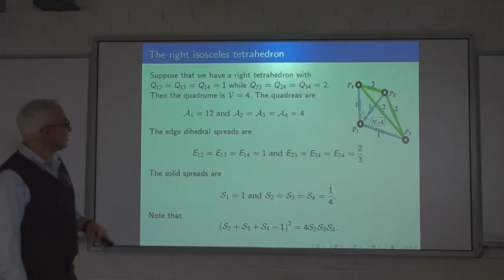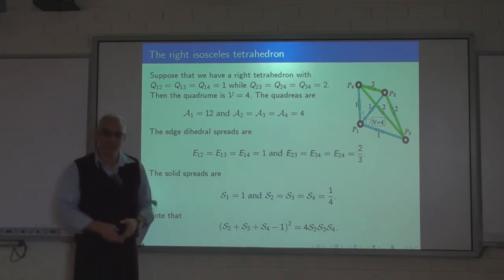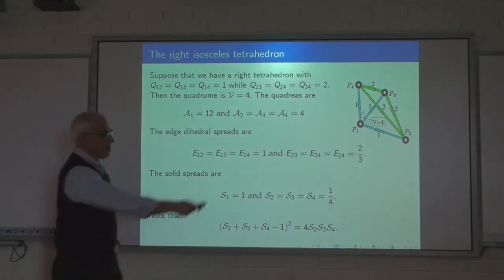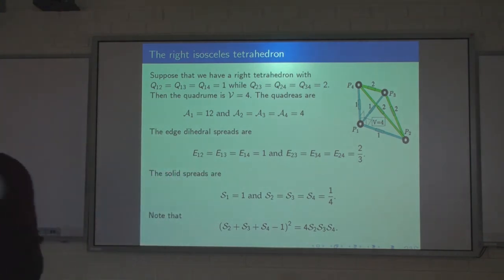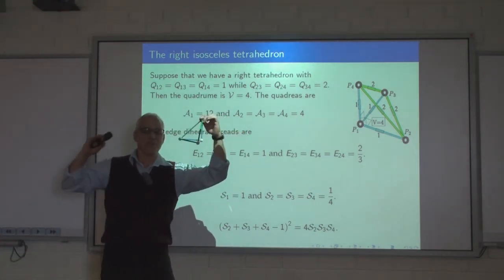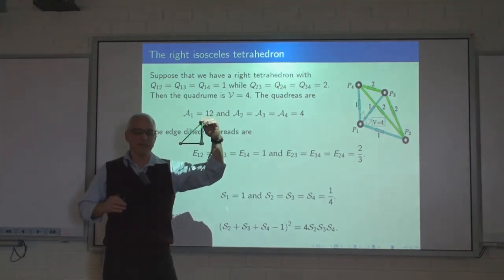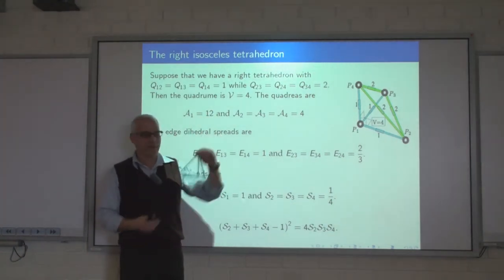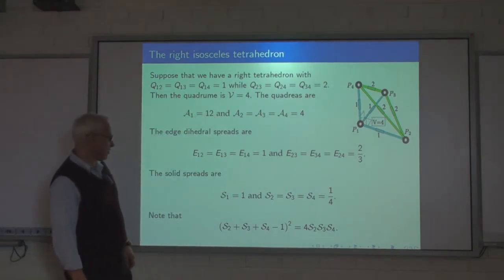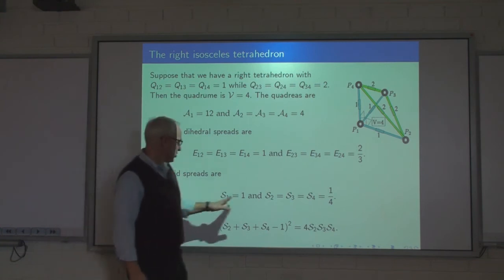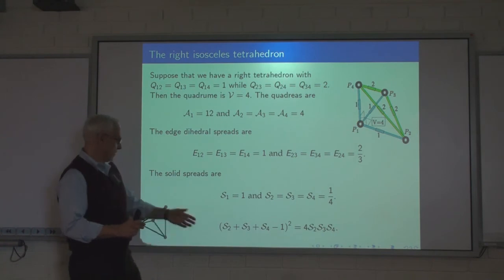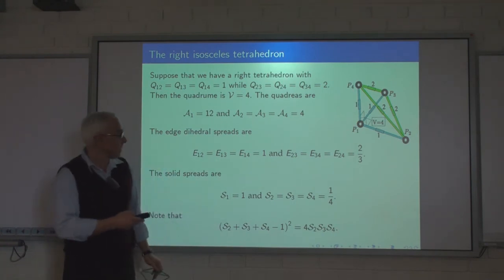Okay, so what are the analogs in 3 dimensions? The analog of the right triangle is this right isosceles tetrahedron. There it is, and you can make it with Zome. But for that you need the green struts. The green struts are one level up; I haven't talked at all about them. That's sort of an innovation that allows you to make things like this. Okay. And anyway, here are the quadrances, the edge dihedral spreads. There's 2/3 there. The solid spreads 1/4. That's a Pythagorean example.